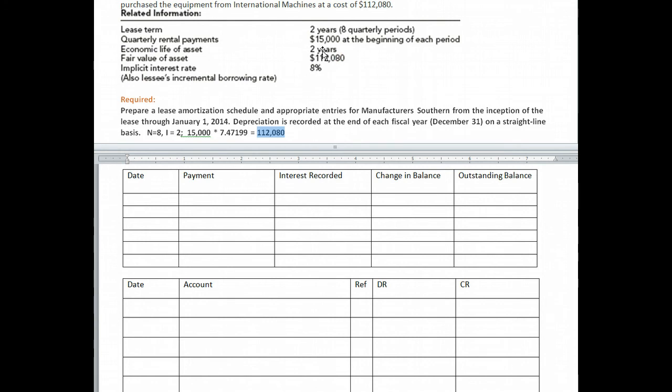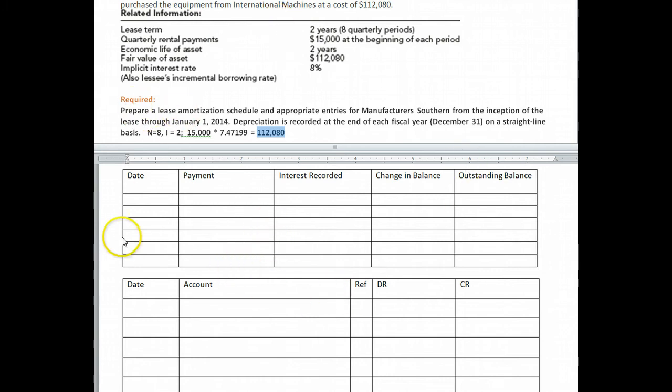And then the fourth possibility is, is the present value of the lease payments 90% or more of fair value? And the answer to that is also yes, because the PV of the lease payments is $112,080, which is 100% of the fair value. So of those four criteria, we only need to meet one, and we've actually met two of the criteria. So therefore, this is a capital lease, and we must treat it as such.